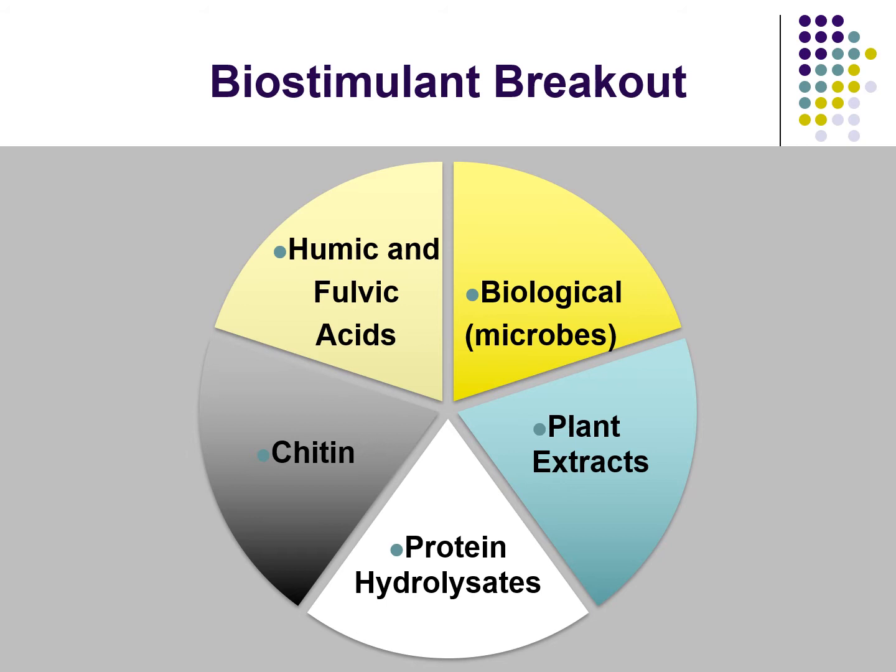As many people place biostimulants under one umbrella, I would like to share how they can traditionally fall into 5 broader categories: humic and fulvic acids, biologicals, plant extracts, protein hydrolysates, and chitin. Some of these have been utilized for years, while others are starting to gain more traction in agricultural production today.